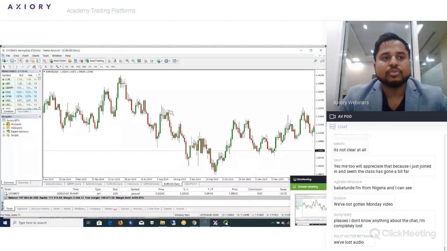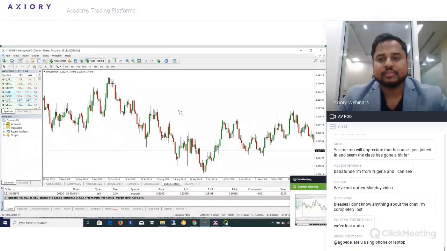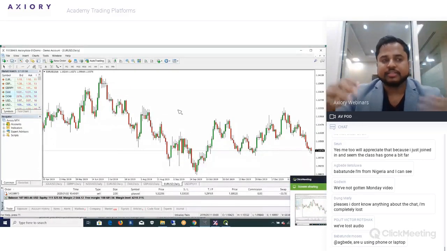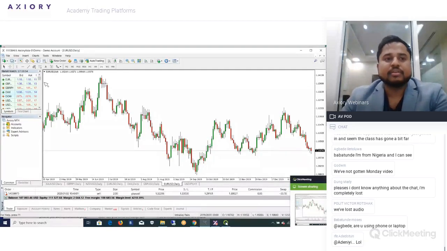Now we will learn how to draw the lines. You know how to select the lines from here? Because we want to draw the lines, support and resistances, that we will learn in the coming classes. But to familiarize you with the tools, you can see here.